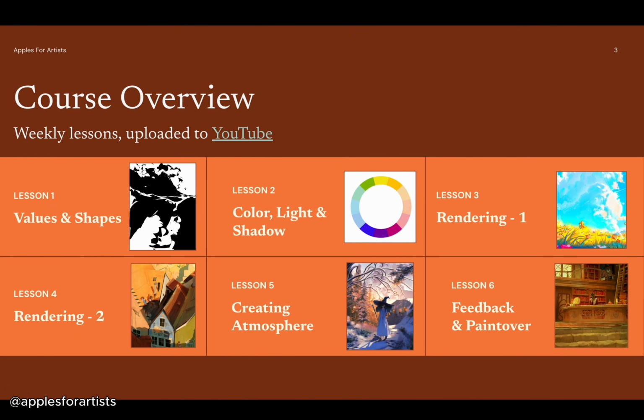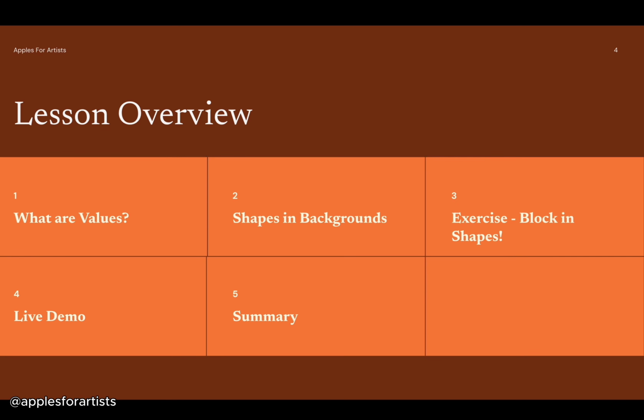From lessons 1 to 5, we're all going to work on the same reference photo. We're all going to paint that one background. But between lessons 5 and 6, there's going to be a 2-week break, and in that break, you're going to take what you learned from lessons 1 to 5 and implement it in your own piece, so that in lesson 6, we can do a feedback and paint over with multiple instructors of your background.